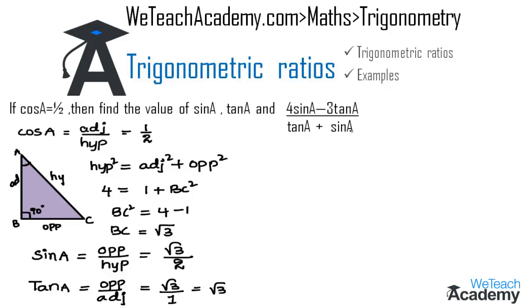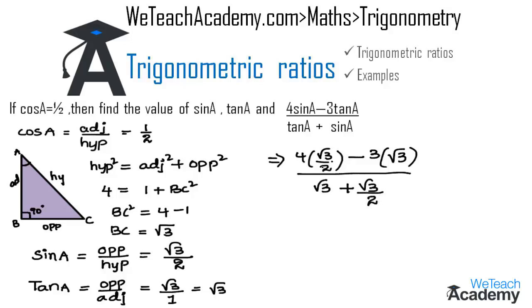Then by substituting the values of sine A and tan A, we get the result. So now by substituting, we get 4 into the value of sine A, which is root 3 by 2, minus 3 into the value of tan A, which is root 3, divided by tan A, that is root 3, plus the value of sine A, which is root 3 by 2. And now let us simplify. So here 2 one time is 2 and 2 two times is 4. So we get 2 root 3 minus 3 root 3 in the numerator, divided by root 3 plus root 3 by 2 in the denominator.